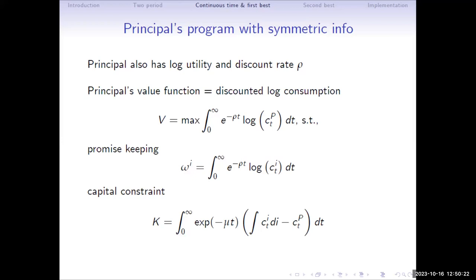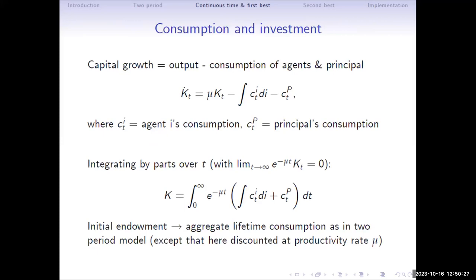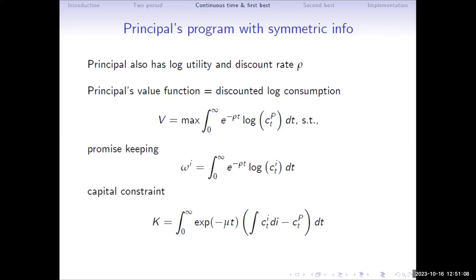I'm sorry, I realized I skipped that. I thought it was in the interest of time, but it was not. So you remember when we had this discussion about K dot and K, integrating by parts, we can say that K is equal to the present value of the aggregate future consumption, discounted at the rate mu, which is the productivity of capital. And you remember when I was showing the two-period case, I was telling you that capital is equal to lifetime aggregate consumption, not utility of consumption. And here it's the same. So that's the second constraint that the principal has to take into account when doing the maximization.